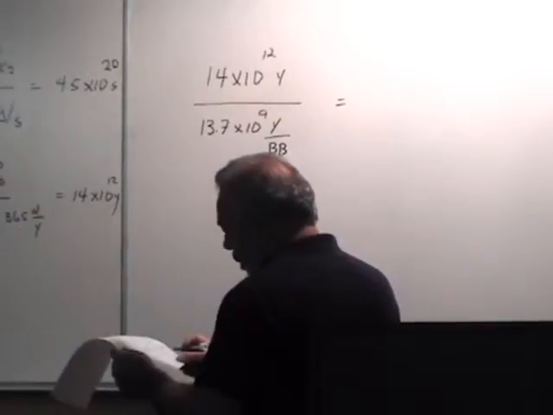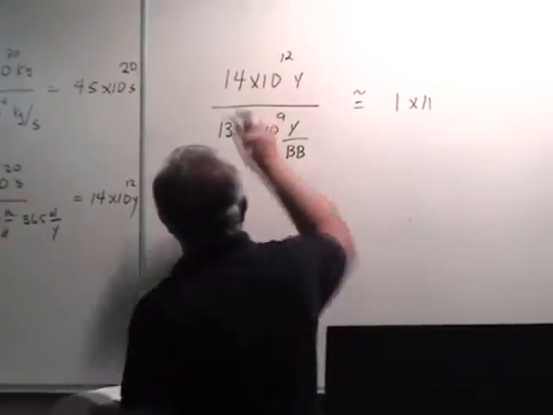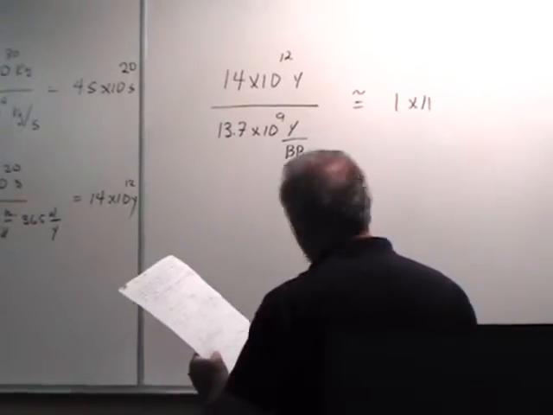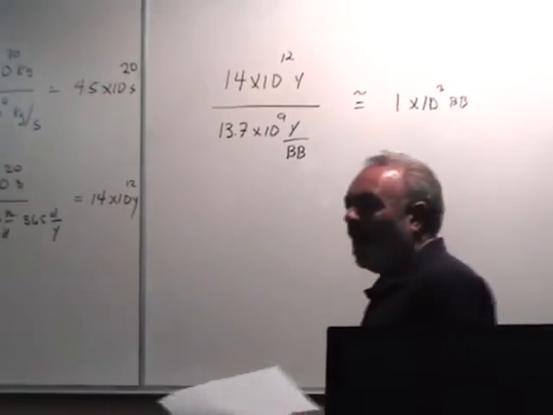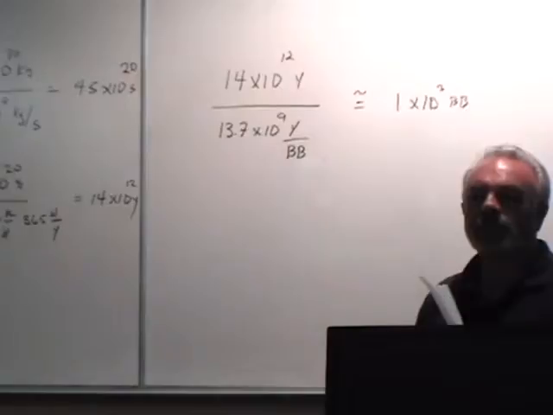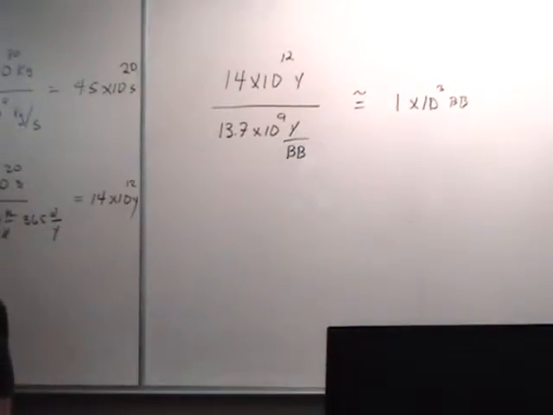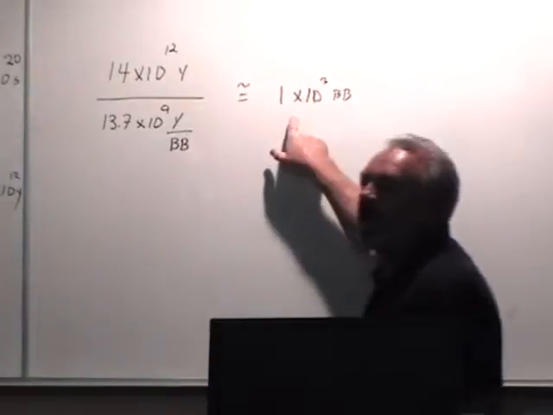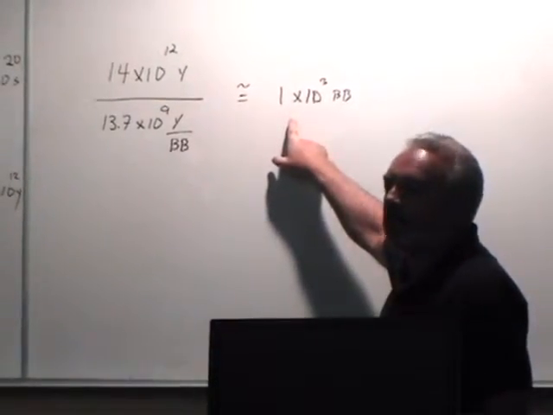What do I get? Oh, I get approximately 1, obviously 13.7 into 14 is 1 approximately. 1 times 10 to the 3rd Big Bangs. So 1,000 Big Bangs. So when you first look at this number and you say, gee, that seems like a lot of mass that we're converting into energy. Yeah, if you convert the entire sun into energy, it would live for 1,000 times longer than the universe has been in existence already. It would live for 1,000 Big Bangs.